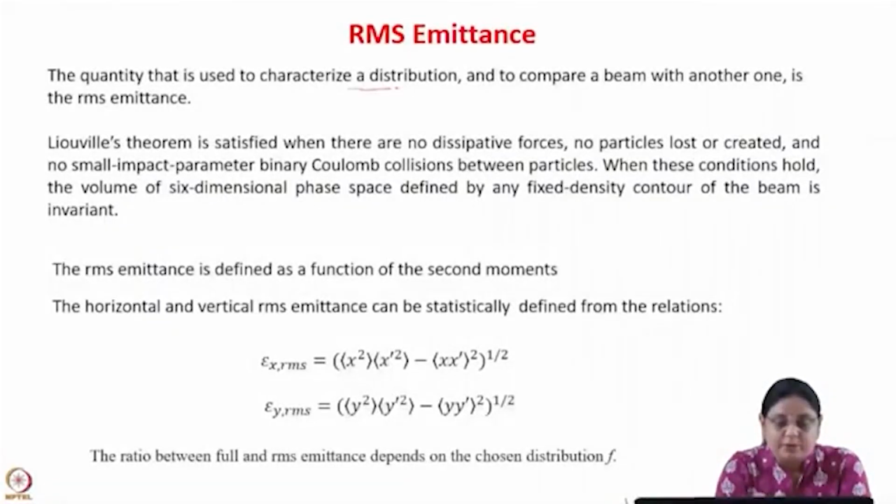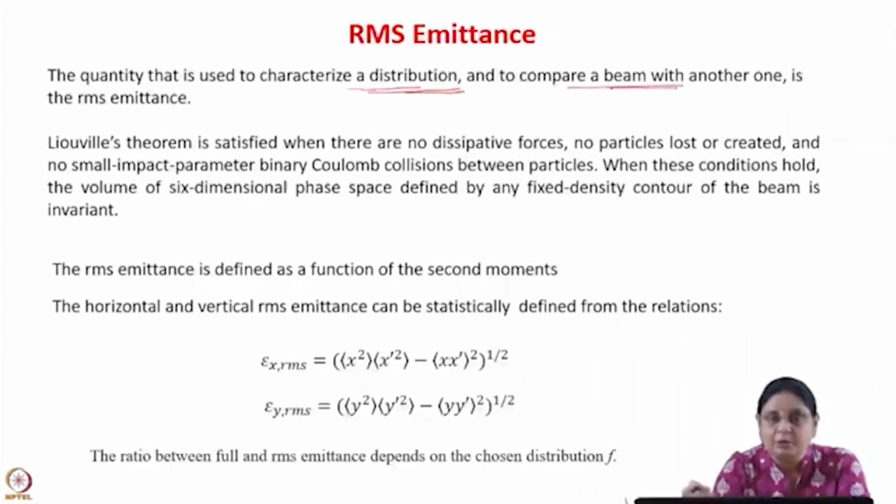A quantity that is used to characterize a distribution and compare a beam with another is known as the RMS emittance. So we have studied so far the total emittance, which is the area of the outermost ellipse divided by pi, then 50%, 90% or 99% emittance. Now we will define an RMS emittance. This is a quantity that can be used to compare one beam with another beam.